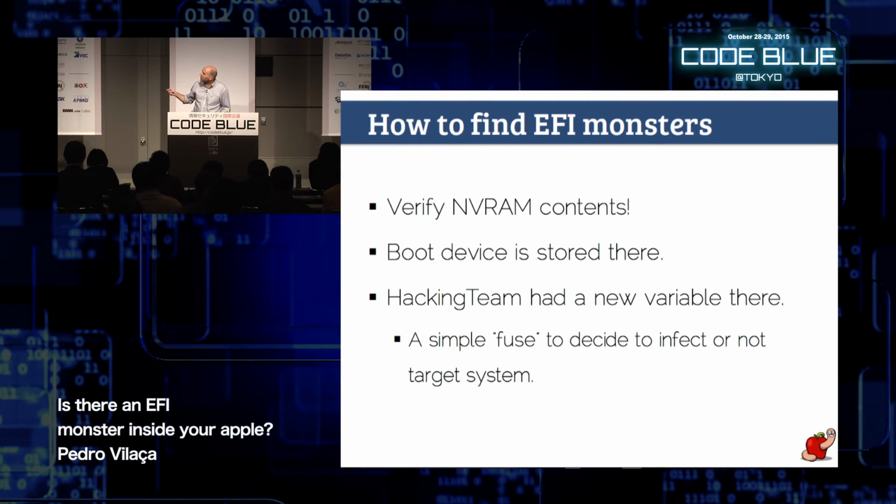Also verify the non-volatile RAM contents. For example, the boot device where the boot loader is located is stored there, so you could modify the path on boot there. Hacking Team, for example, if they wanted to reinstall the rootkit, they put a variable there. So an easy way to detect Hacking Team is to see if that variable exists in the NVRAM.